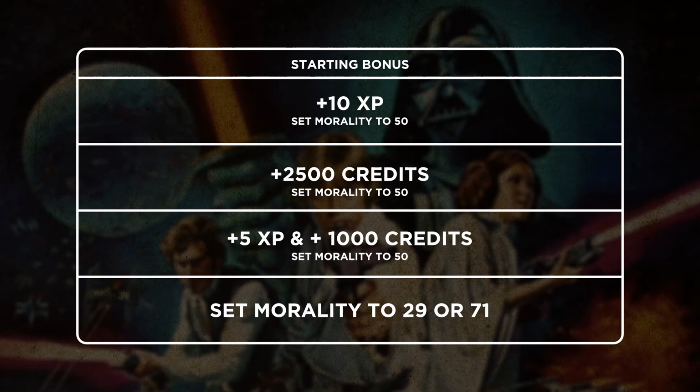Your third option is you get 5 XP and 1,000 credits. And the fourth option is that you can start with your morality at 29 or 71. So you can start as a light side user or a dark side user. What does it mean to be a light side user or a dark side user? I'm glad you asked. Let me explain.